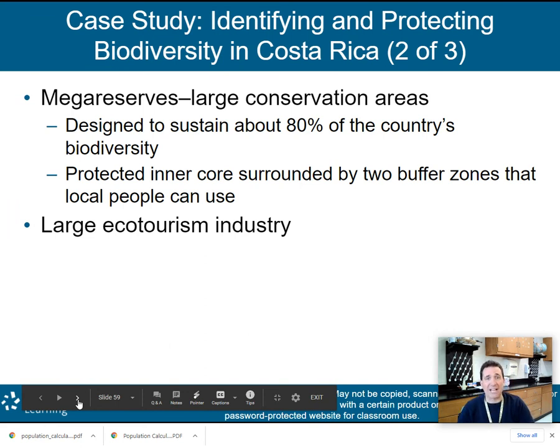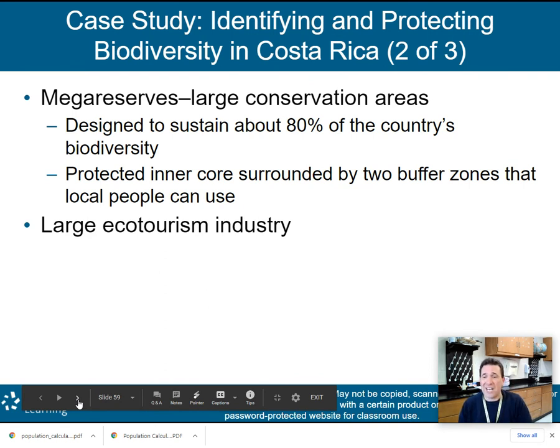And once again, they protect the inner core, surrounded by 2 buffer zones that local people can use. So just think of a bullseye on a dartboard. I mean, you guys have thrown darts before, right? The bullseye, protected. No one can get in there. Doesn't matter what you try to do, totally protected. And then you have 2 outer rings where local people can use a little bit from outer ring 1, a little bit more in outer ring number 2. And that's how they use this core plan to help these mega reserves and to help increase and sustain their biodiversity.